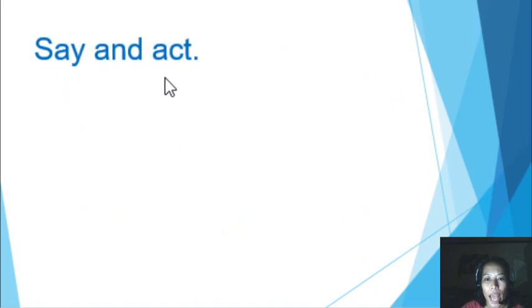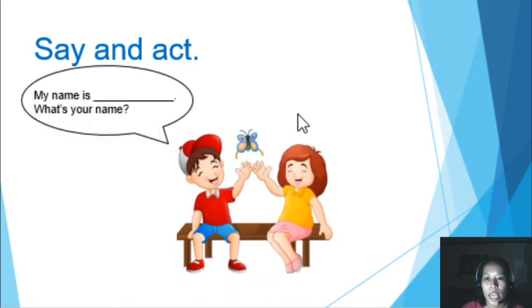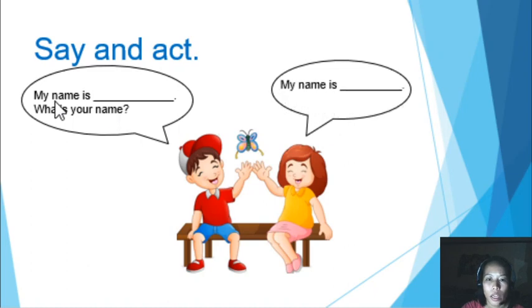Say and act. Okay, so here you will say your name. For example, my name is Teacher Jamros. What's your name? Okay, so here you will say your name. Okay, so let's start. My name is Teacher Jamros. What's your name? Okay, very good. Okay, so that's all for today.